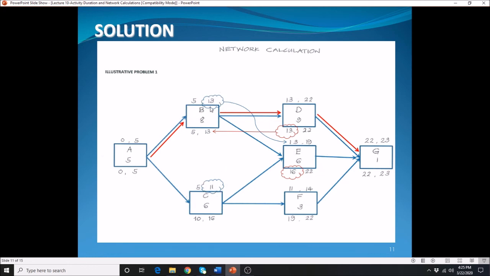So the maximum here is 13, and that's the one that you're going to carry over for the early start of activity E. So 13 plus 6, and that will give you 19. Move on to your F. It is preceded by activity C. So you just need to carry over the early finish of the previous activity, okay, because your F is only coming from your C. It's only one.